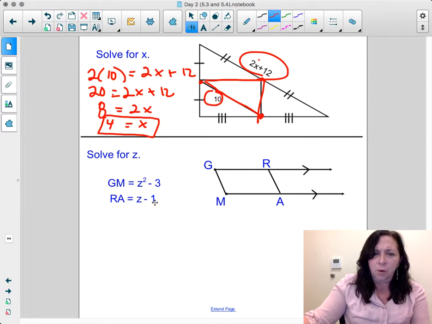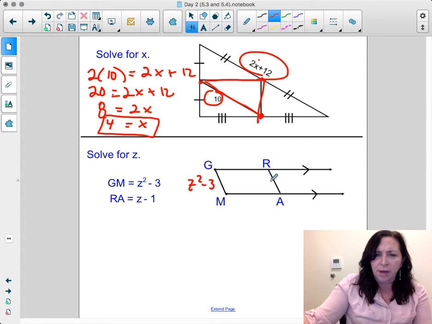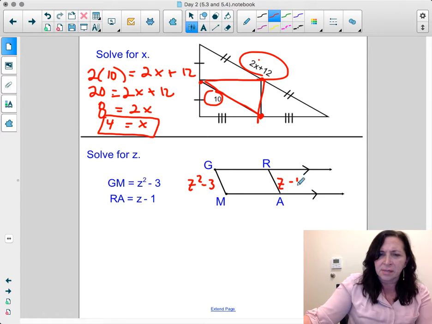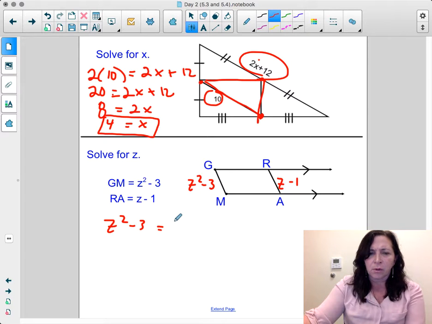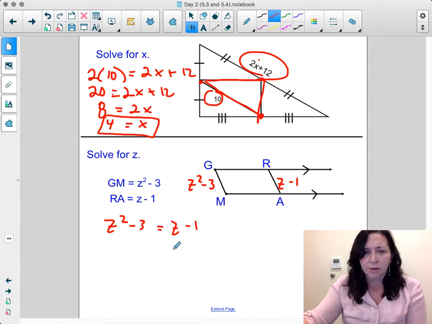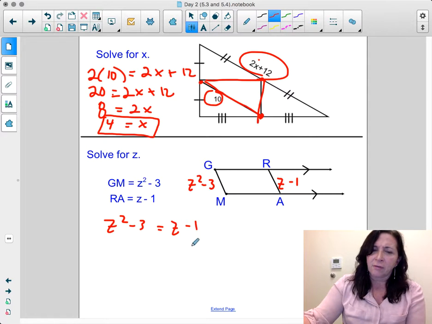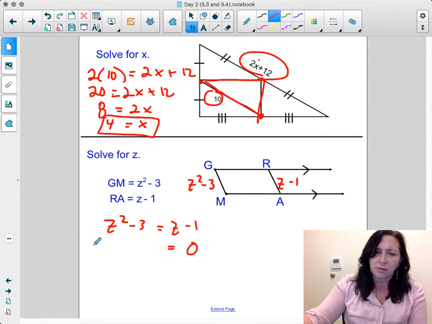Solving for z, we know that GM is z squared minus 3. We know that RA is z minus 1. So that means z squared minus 3 is equal to z minus 1. You should notice that that's a quadratic. We're going to subtract all values and set it equal to 0. So we have z squared, bring the z over, minus z. I'm going to add 1 to both sides.